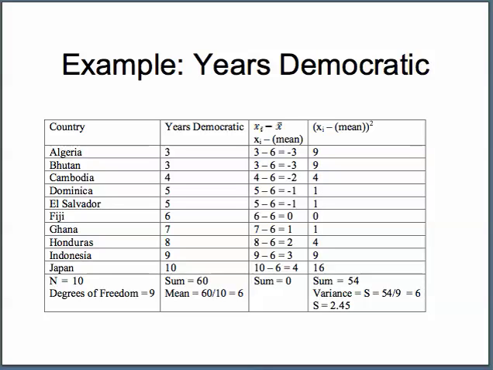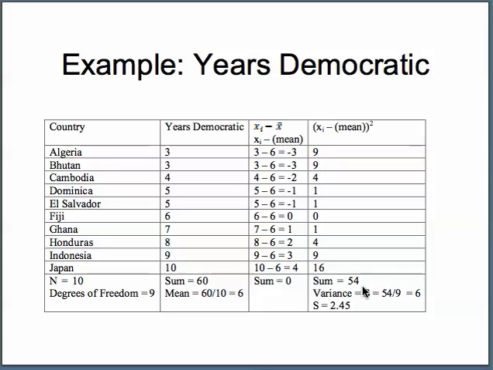Instead, to capture the fact that positive and negative deviations cancel each other out, which is why they sum to 0, we square each deviation from the mean value and sum those squared deviations. We can see what happens when we do that in the last column. The sum of those squared deviations is 54.